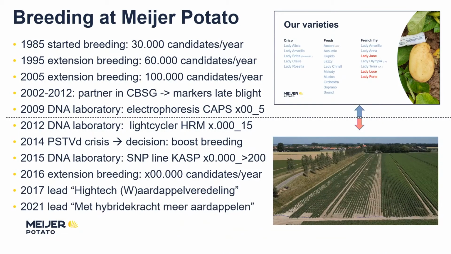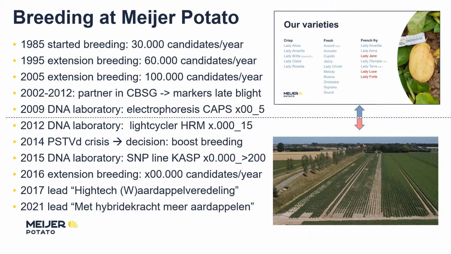Some history of our breeding program. We are a relatively young breeding company. In 1985, we started the breeding in Rilland, in the south of Holland. We started with 30,000 candidates each year, so 30,000 genetically different seeds to select the best variety. And we had some steps in the history which were important for the development of our programs, which is shown in this slide. But very important is 2009, when we established our DNA laboratory.